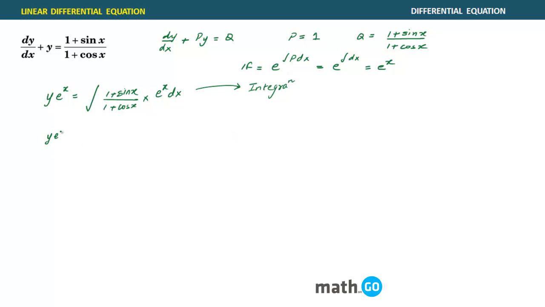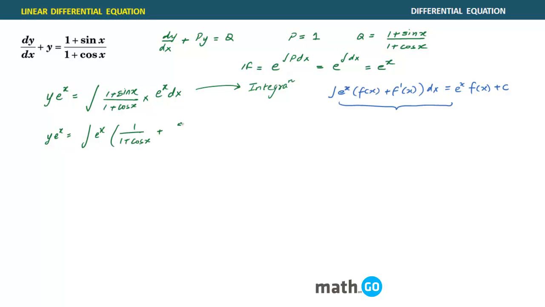If you remember how integration of this type is done, there is e raised to power x and some function. Remember the formula: the integral of e raised to power x, f(x) plus f dash (x), dx, is e raised to power x, f(x) plus c. This is what you should actually remember. That is why it is a very important formula, and we'll try to arrange this particular integral in the same format. So if we start doing this, I will split them up: first of all 1 plus, and then sin x by 1 plus cos x.